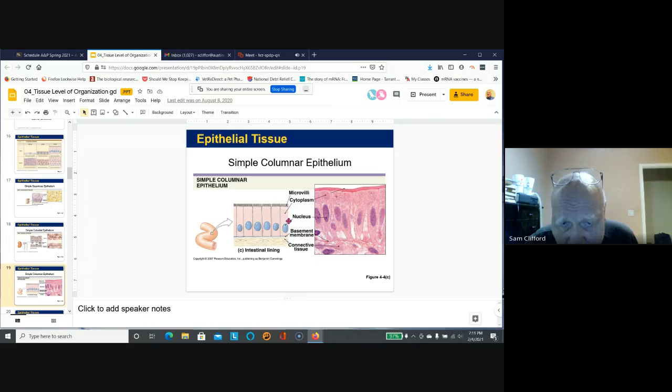Simple columnar is going to be tall columns with the nucleus elongated, and it's going to have tight junctions holding it together, and this is going to line your entire digestive tract from your stomach to your anus.